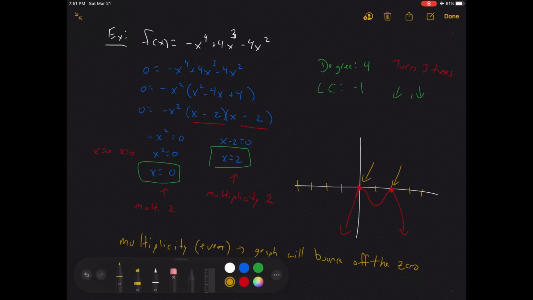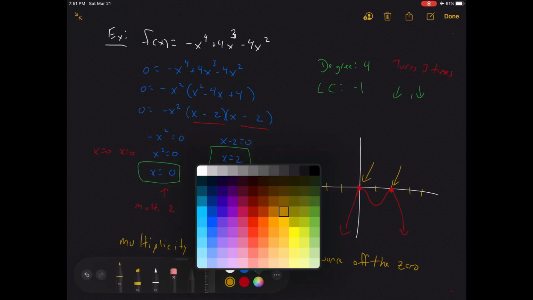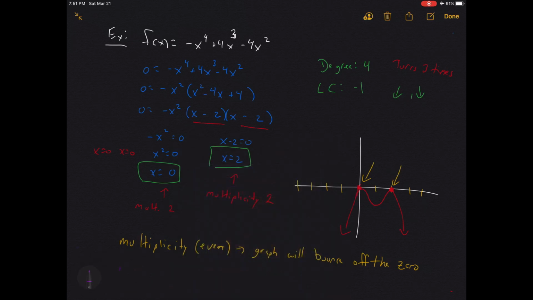If you have a multiplicity which is odd, very much like we had in the previous example, the graph will go through the axis, or the 0.